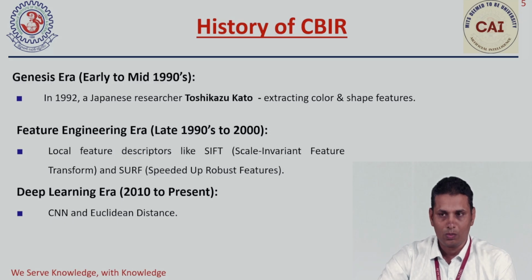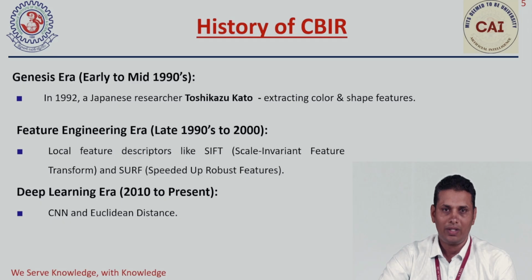Going with the next one, the history of content based image retrieval. Initially it is called the Genesis era. It starts in the early-mid 1990s, because this is the first time this image retrieval process came into a software tool. It was introduced by the Japanese researcher Toshikazu Kato, who focused entirely on extracting color and shape features alone. They are not in depth, they are only concentrating on extracting the colors.